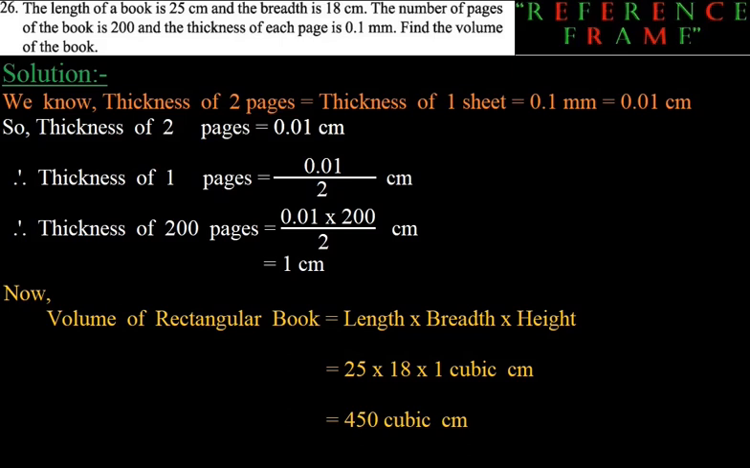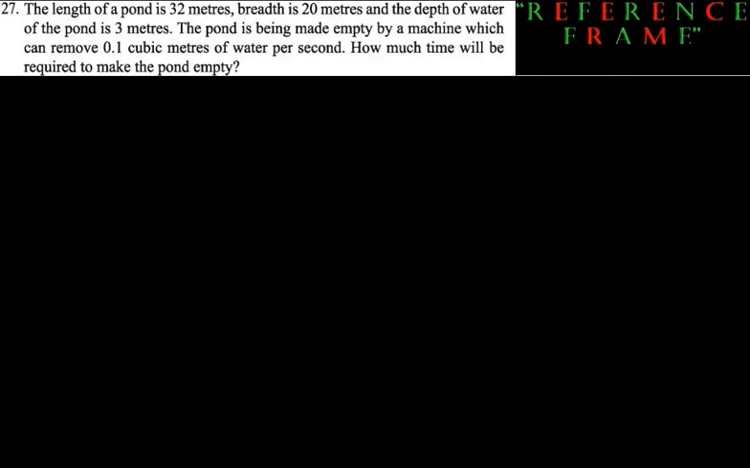So let's go. This time, this is problem number 27. Here the length, breadth and depth of the pond are given as 32 meters, 20 meters, 3 meters respectively, and the pond is being emptied by a machine which can remove 0.1 cubic meters of water per second. Now we're asked to find the time required to empty the pond. So let's see.